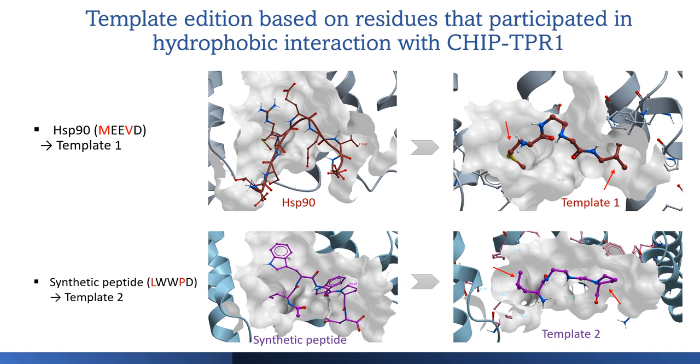HSP90 was edited into an optimized template named template 1, and a synthetic peptide was edited into another optimized template named template 2. Both templates were edited based on the hydrophobic interaction of their original peptide with the CHIP-TPR1. Because hydrophobic interaction is the main driving force for drug receptor interaction, template edition was mainly based on the hydrophobic interaction.